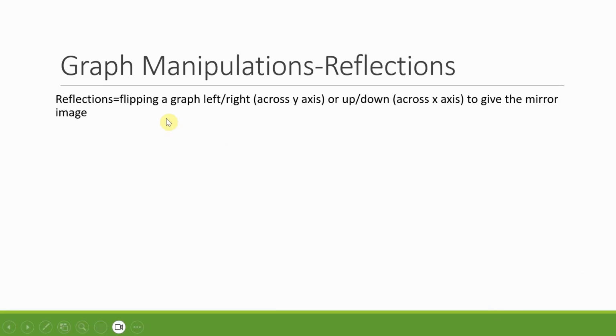So now let's go talk about reflections. Much less common, but I have seen them. What I mean by a reflection is I'm just going to flip a graph, either left, right, which would be across the y-axis, or up and down, which would be across the x-axis, to give its mirror image. So again, I'm going to have some examples with the f of x format, or I'm going to use x cubed.